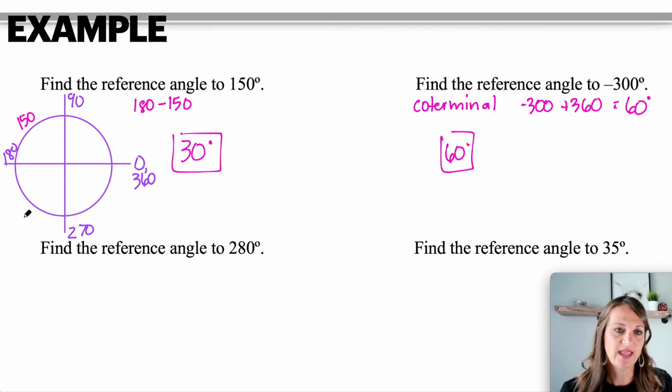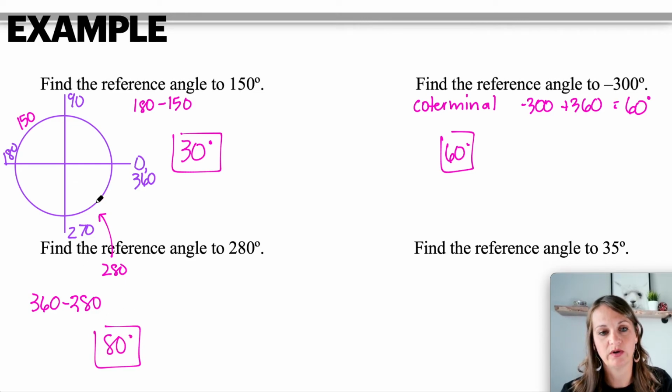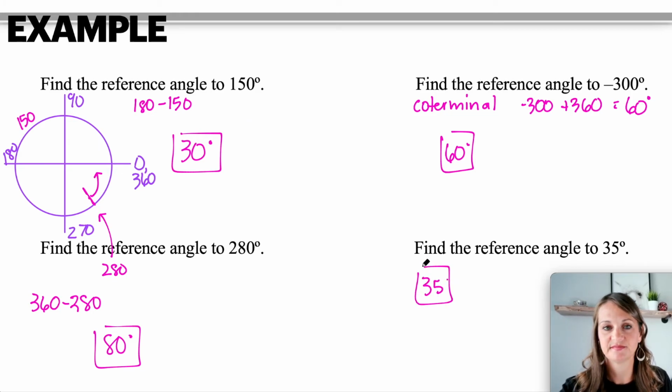So 280 is going to be down here in between. No, it's not. 280 is more than 270, and so it is going to be in quadrant 4, which means you subtract from 360. So therefore, your answer is going to be 80 degrees. Because again, you're going from that terminal side back up to the x-axis. And then 35 degrees is in quadrant 1, and so it is just going to be the exact same answer.